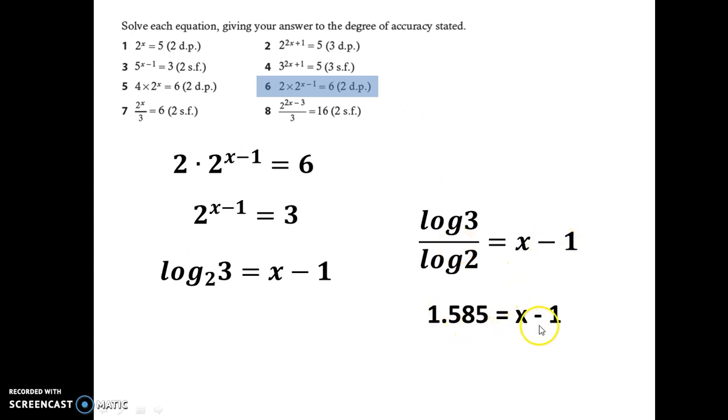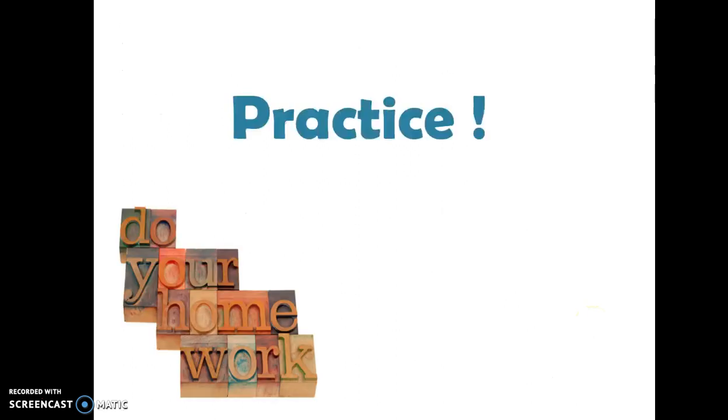Then it equals that, so you're going to add 1 to get x, and that means it equals that. I didn't answer it properly. It says 2 decimal places. I should have rounded this to 2.59. All right, great job. Please finish the practice assignment. You can do it.